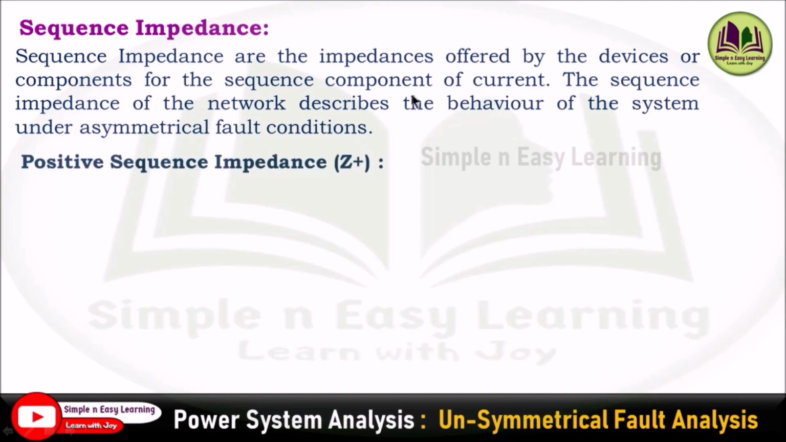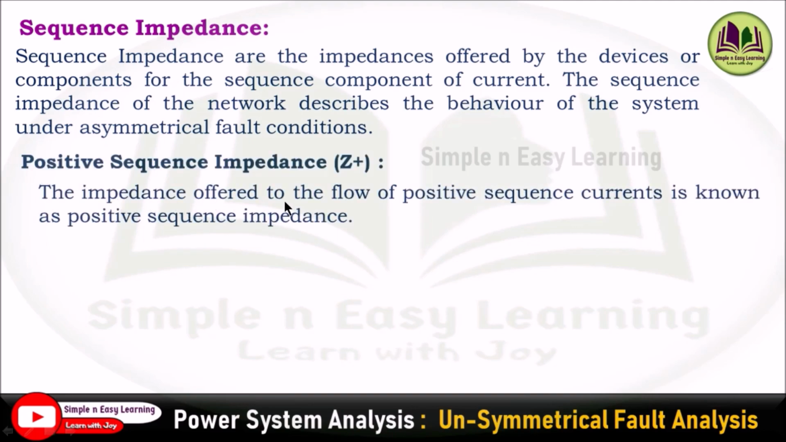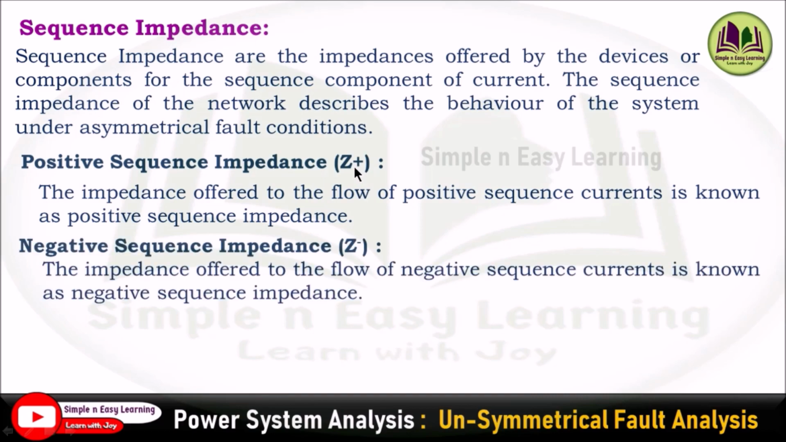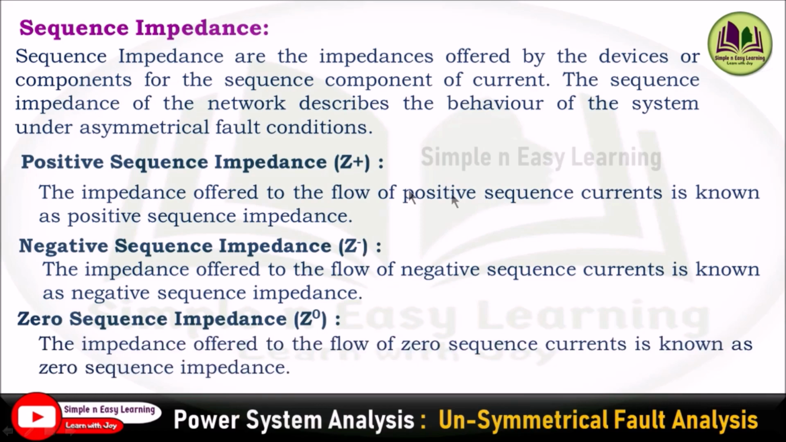So positive sequence impedance: the impedance offered to the flow of positive sequence currents is known as positive sequence impedance. It is denoted by Z plus. And negative sequence impedance: the impedance offered to the flow of negative sequence current is known as negative sequence impedance. It is denoted as Z minus. And zero sequence impedance: the impedance offered to the flow of zero sequence current is known as zero sequence impedance. It is denoted as Z naught.